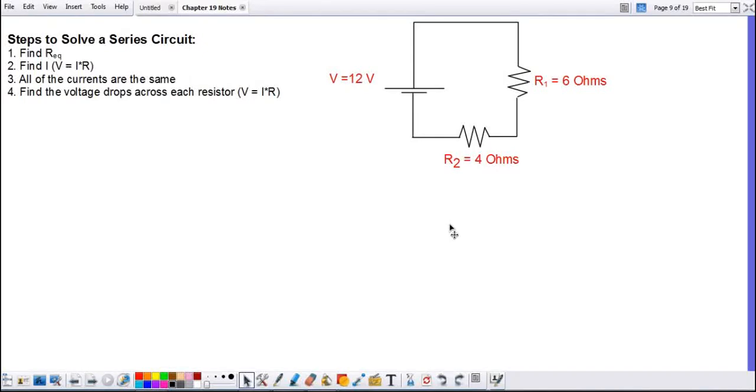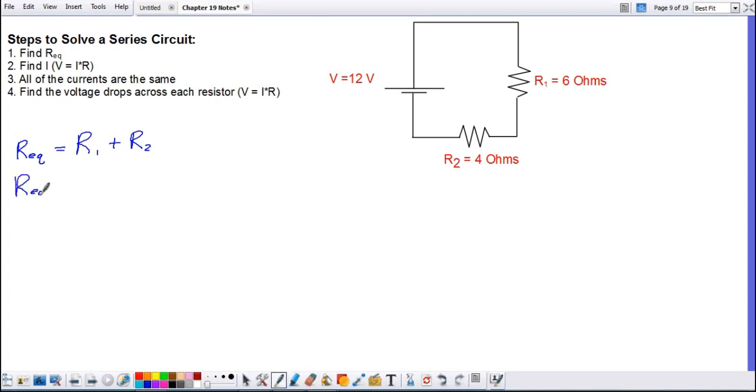Okay, so we're going to go ahead and find all the missing pieces for this series circuit that we've got up here. So the steps to solving a series circuit are, first, we want to find the equivalent resistance. Well, we recall that the equivalent resistance for a series circuit is simply when we add up the resistance of each device. In this case, we've only got two.